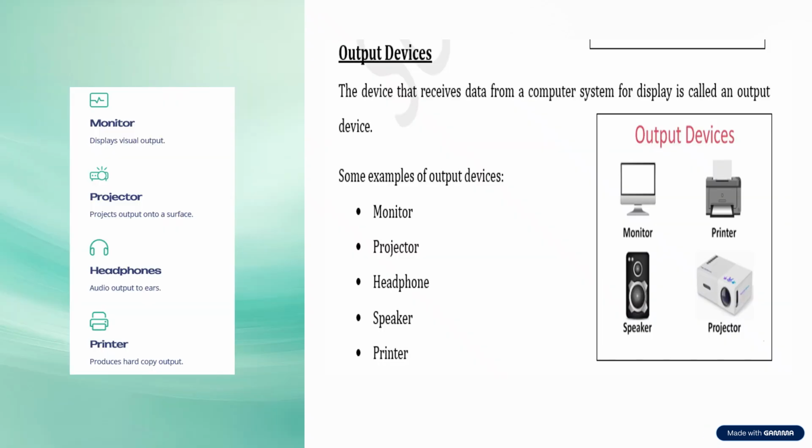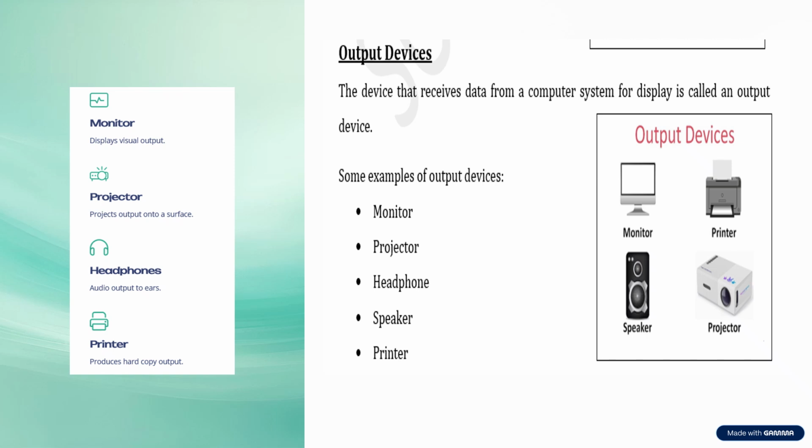Then the last unit is output devices. These are all the devices that receive the data from the computer system for display, and are called output devices. Some examples of output devices are monitor, projector, headphones, speakers and printers. Monitors are an example of an output device which is used for displaying visual output. Projector is also an example of an output device. This projects the output on a surface or screen.